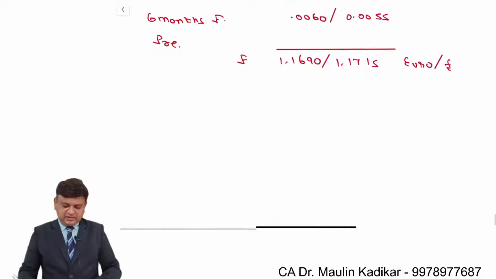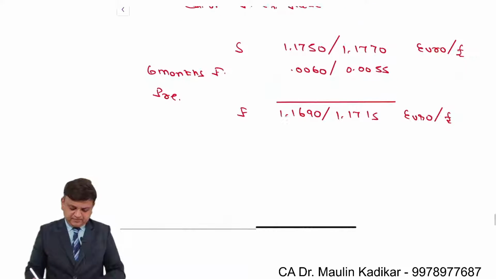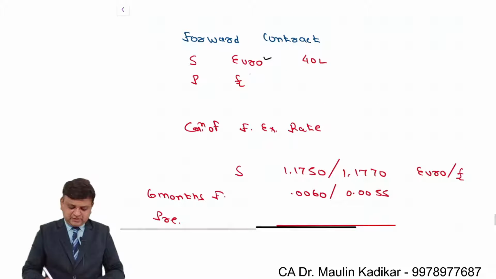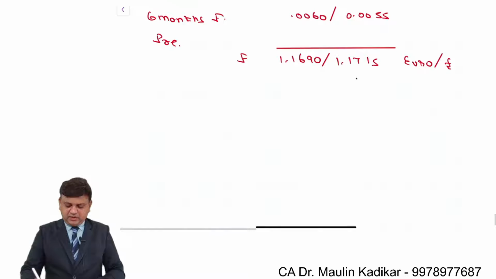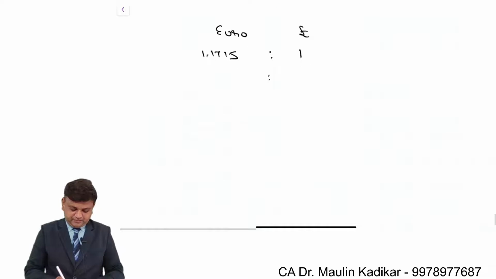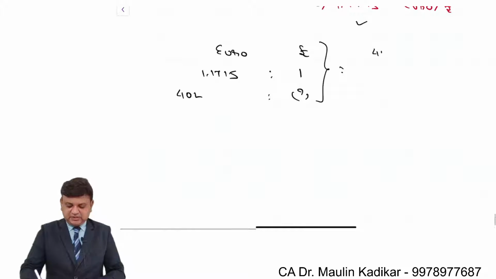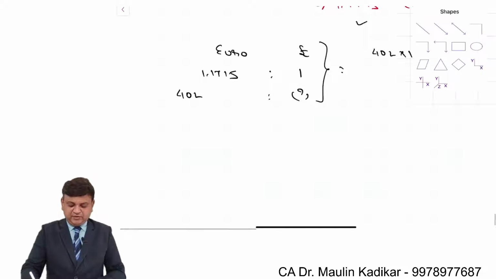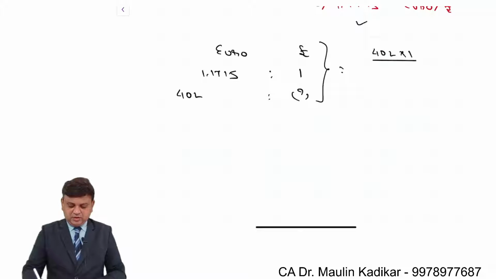Okay. Now we understand that the forward contract is sell of euro and purchase of pound. So for higher amount of the euro, you will get a pound. So euro pound 1.1715 euro is equal to 1 pound. So 40 lakhs euro is equal to how much amount of the pound? This is what you are going to receive if at all you enter into the forward contract.